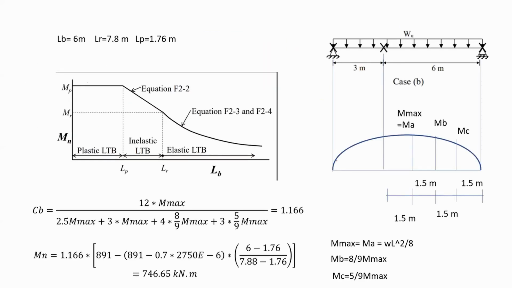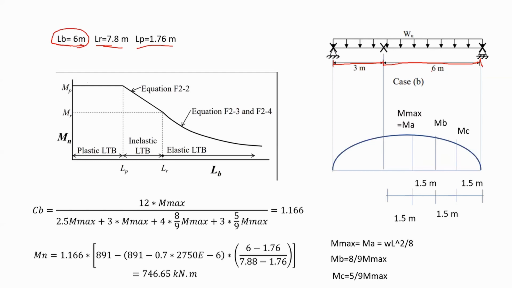Now, if we consider this case, you don't have to calculate LR again because the section is not changing. LP is going to be the same. Just LB is the one that is going to change. You will check the length of the unbraced section. Now in here, you're supposed to check this length and the other length.